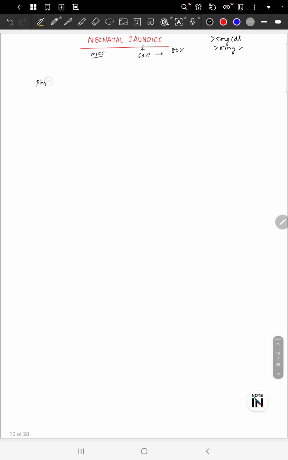Talking about physiological jaundice, it appears in about 1 to 3 days. So it generally appears after 24 hours and it peaks at about 3 to 5 days. Here, the levels of unconjugated bilirubin increase. This is very important: only unconjugated bilirubin levels rise and not the conjugated bilirubin, because this physiological jaundice is caused by hemolysis. Are the palms and the soles involved? They are never involved in physiological jaundice.